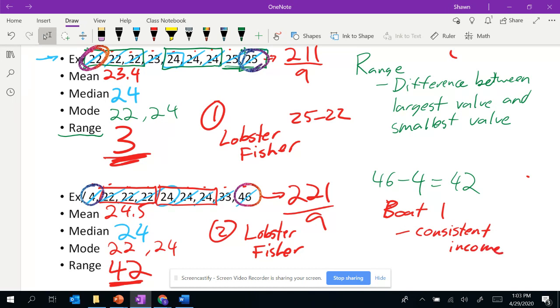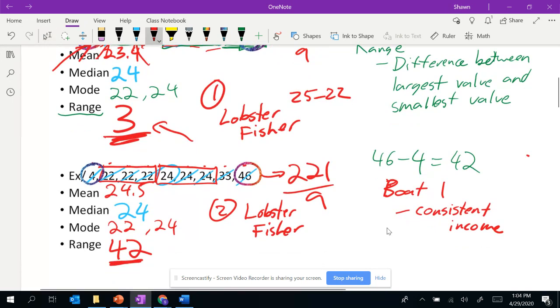What that means is that a lobster fisherman gets paid by how many lobsters they catch. For this person right here, they're catching 22 on maybe the first day, 22 on the second day, then 23, then 24, 24, 24, 24, 25, 25. So they're catching pretty similar catches every single day. So boat 1 will have an income that is quite predictable, because we know that the range is very, very small.